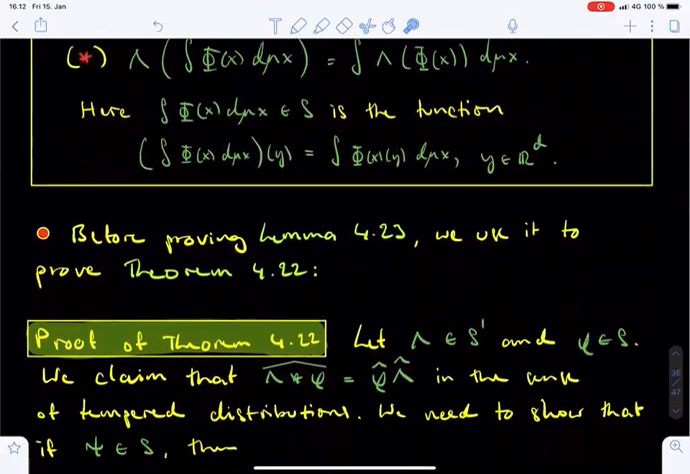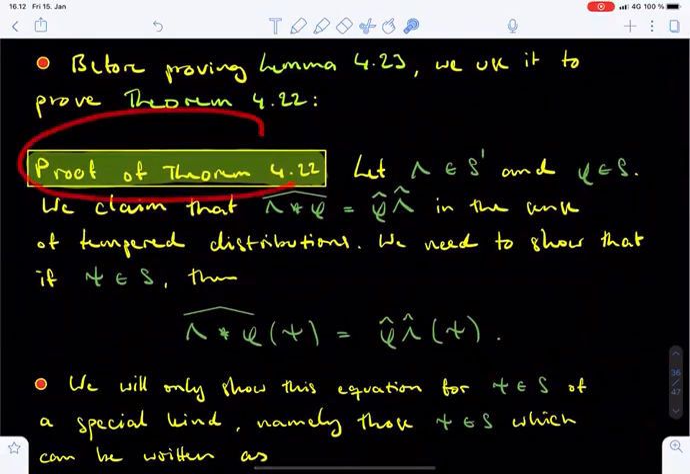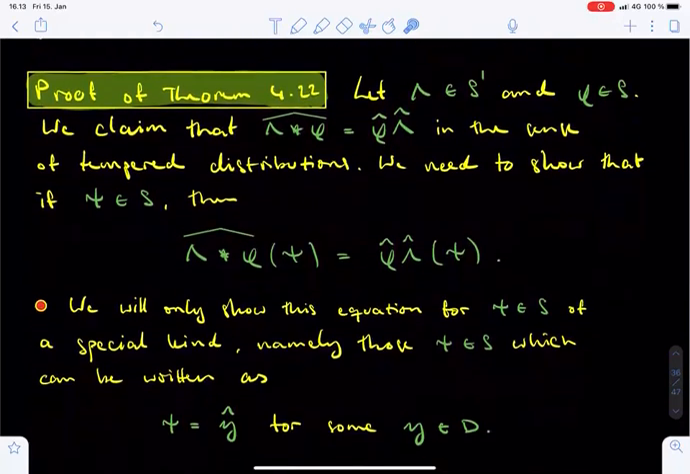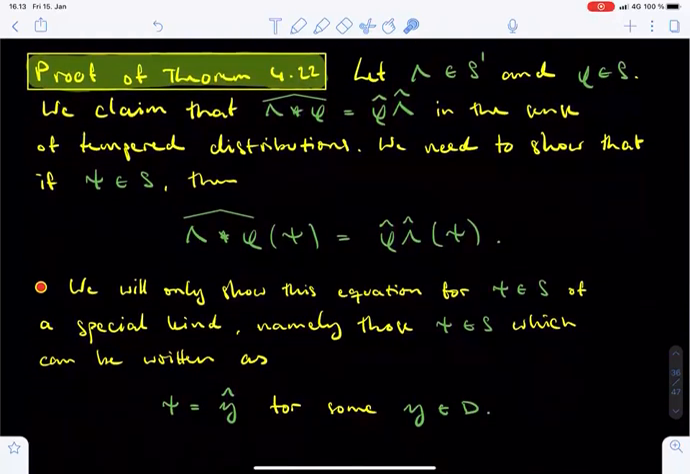With lemma 4.23 in hand, we may now prove theorem 4.22. Let lambda be a tempered distribution and let phi be a Schwartz function. As you may recall, the claim is that the Fourier transform of the convolution between lambda and phi agrees with the product hat phi times hat lambda, in the sense of tempered distributions. To verify this, we need to show in principle that if psi is any Schwartz function, then the Fourier transform of the convolution acting on psi equals the product of hat phi and hat lambda acting on psi.